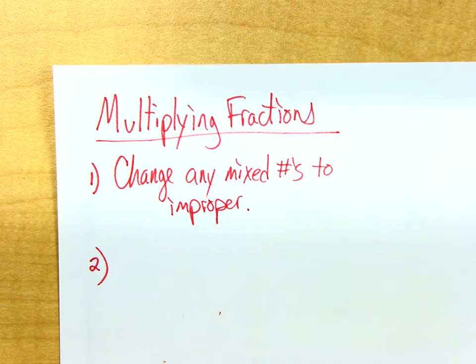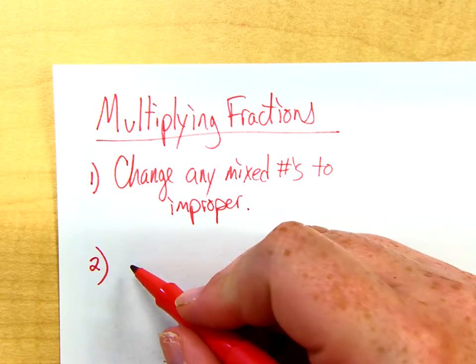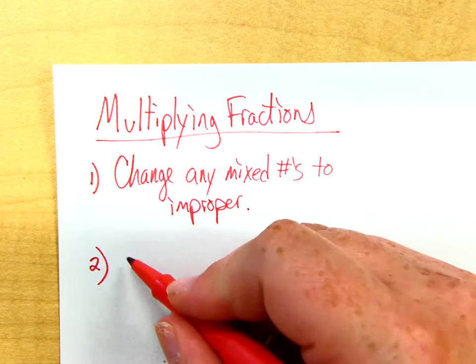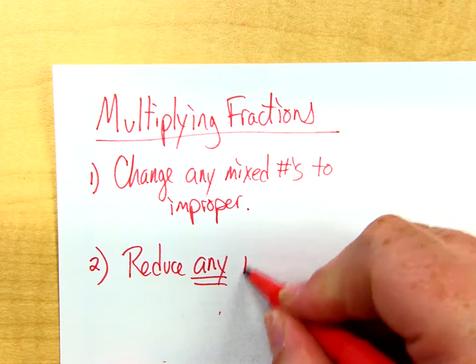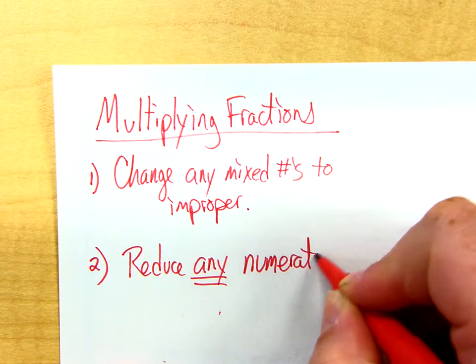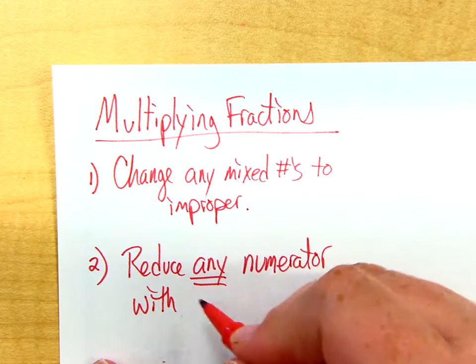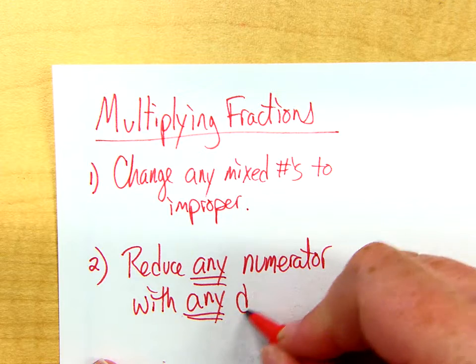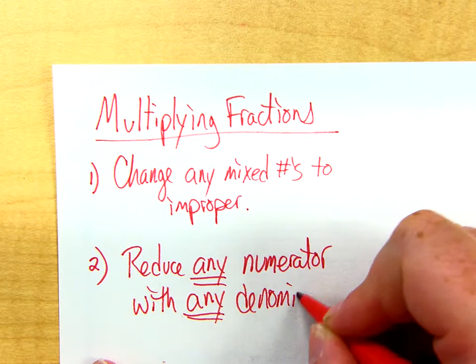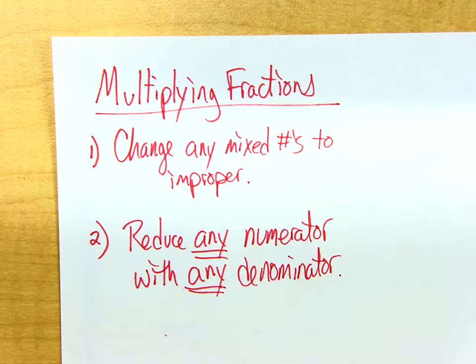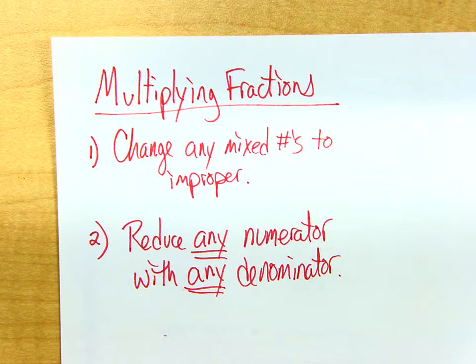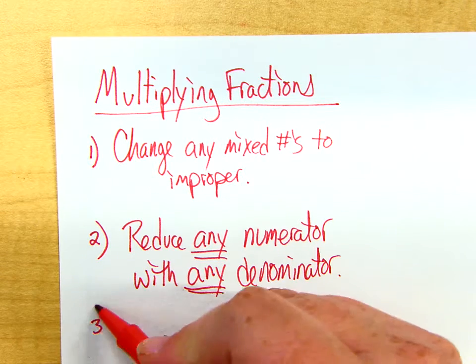Now, once you have done that, I'm going to tell you what you should do. You should reduce any numerator with any denominator. I'll show you what I mean in just a moment. If you do that step completely, when you do the third step, your answer will always be in simplest form. And you won't have to do any more reducing as long as you actually did it right there.